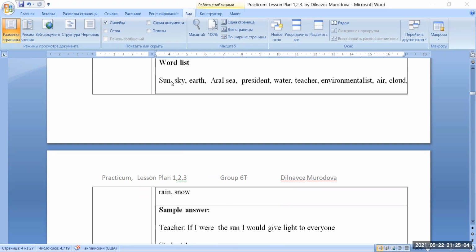The next one, the sky. Who will answer? Who will give their own example according to this formula? Do you understand the activity? Yes. Understood. I would give the light to everyone. Yes, it's clear. Okay, in that case, please be active. Can I be?